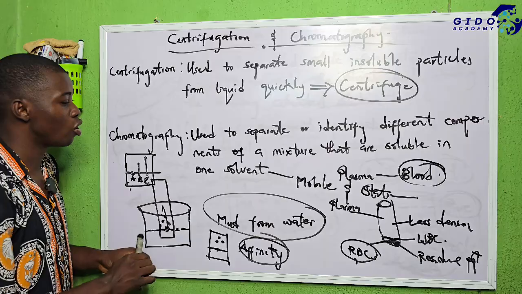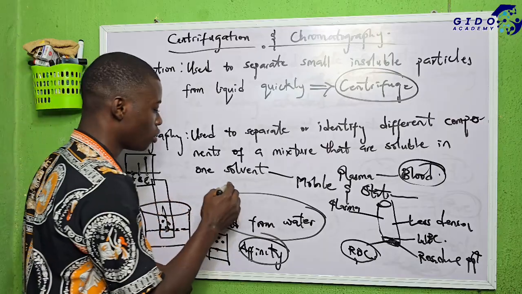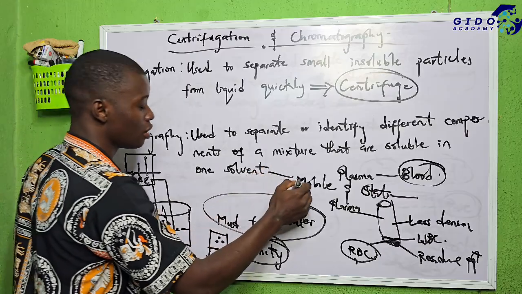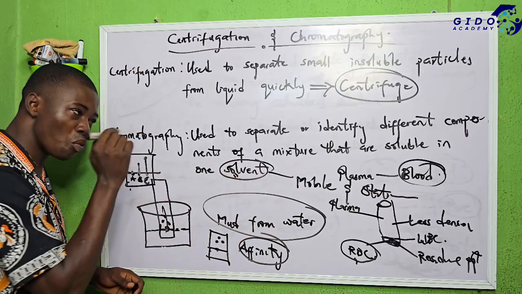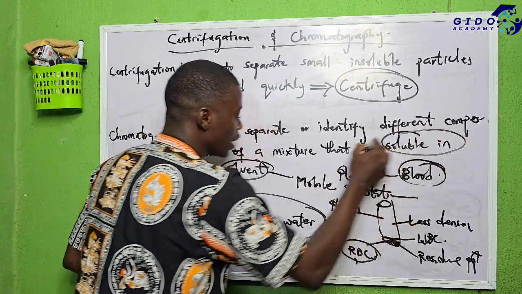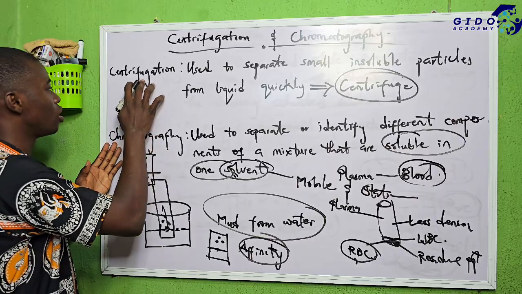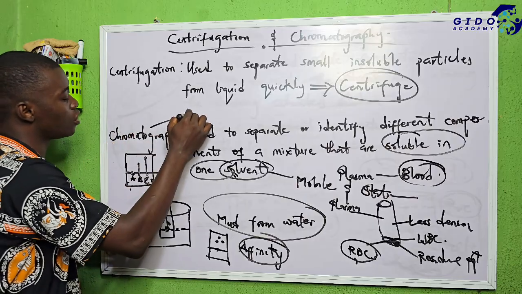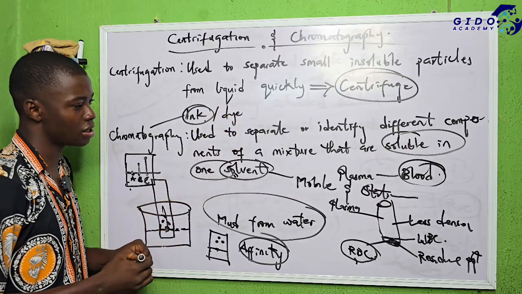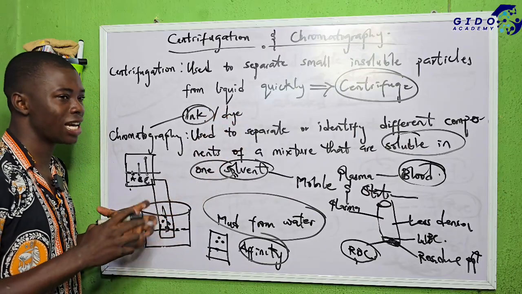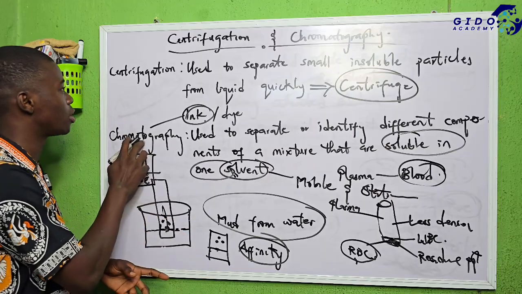So that's how you use your chromatography. And make sure the solvent, or whatever you are using, that all of them are soluble in that one solvent. So that's how you use your chromatography and your centrifugation. Chromatography is usually used in terms of ink, in terms of separation of dyes and the rest. It's just the affinity, the rate at which they travel in that same medium. So that's what chromatography is known for.